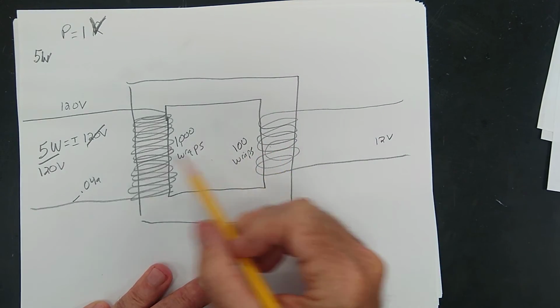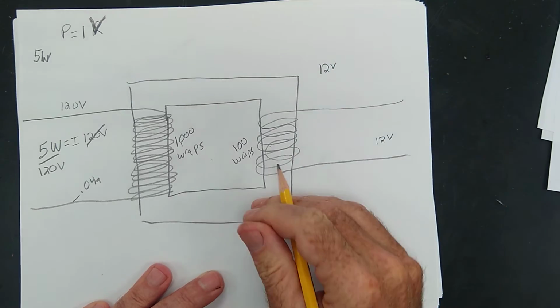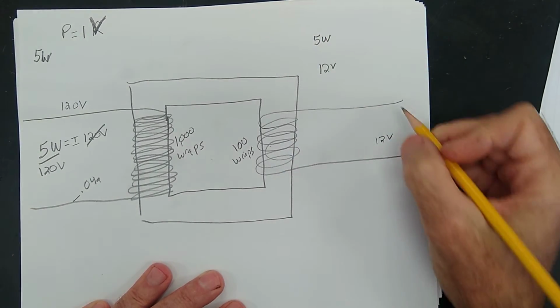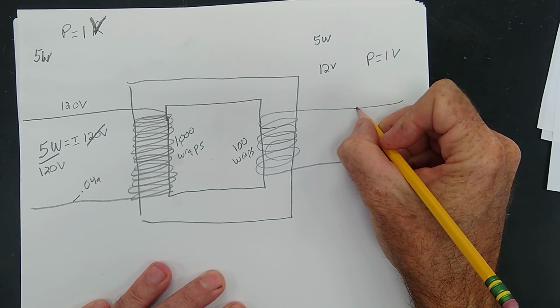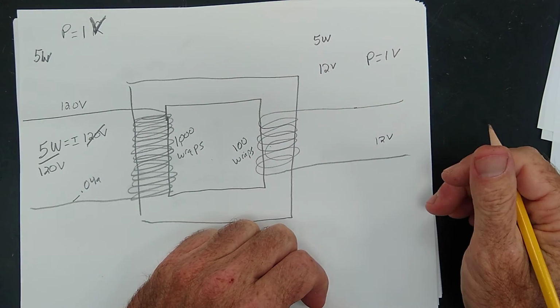We have 1/10 the wraps. We have 1/10 the voltage. So now we have 12 volts on this side. It's still using 5 watts of power. P is equal to IV. What is the current right here going to your little phone charger or whatever it is you're using?